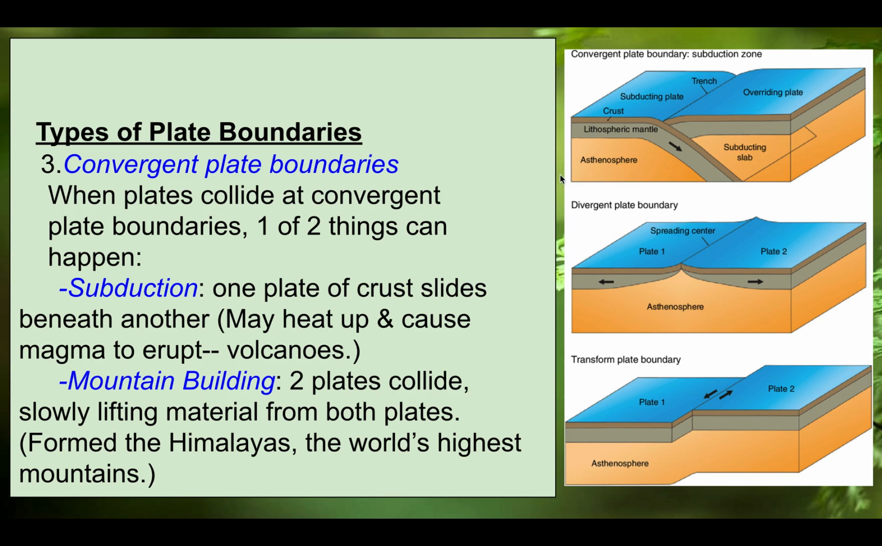And at convergent plate boundaries, where plates collide, one of two things can happen. So you have subduction, which is when one plate of crust slides beneath another. It may heat up and cause magma to erupt, which is also volcanoes. Or we have mountain building. That's when two plates collide, slowly lifting material from both plates. Okay, so this formed the Himalayas.